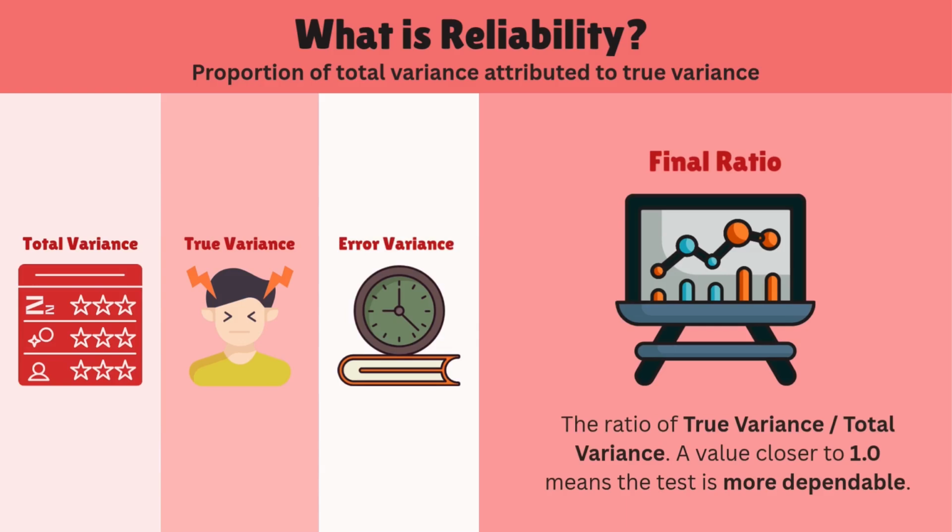Since 0.80 would be equal to 80%, it means that most of the variation you see is because of what the students actually know, not because that they were tired, lucky, or distracted.